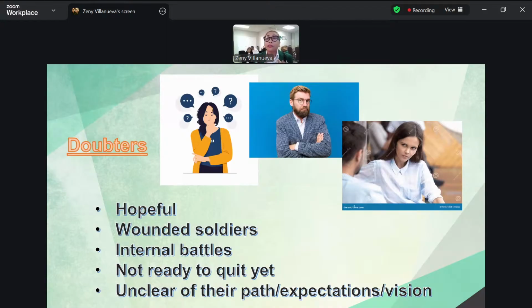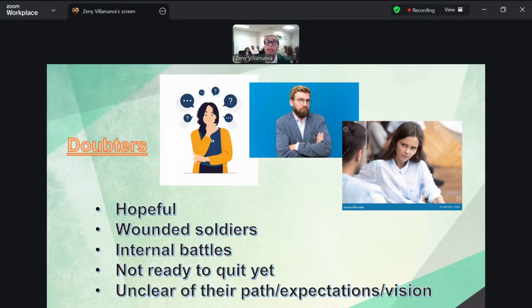So they have internal battles within themselves. So what are these internal battles? Is this good? Am I too pushy? Am I being too aggressive? What will people think of me, right? When I start talking to them about insurance, when I start talking to them about recruiting. So they have these kinds of internal battles.